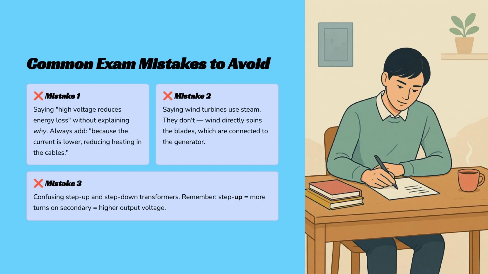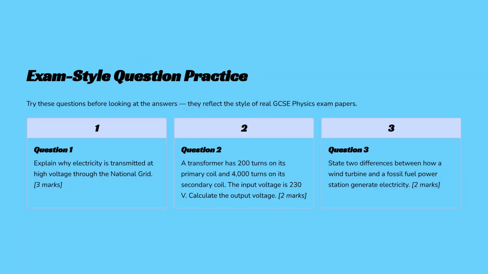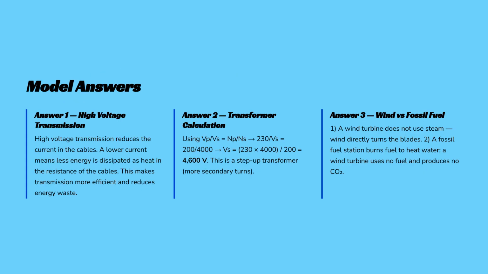Avoid these common mistakes. Always explain that high voltage reduces heat loss by lowering current. Remember, wind turbines don't use steam, and know your transformer ratios. Now for some practice. Pause the video and try answering these 3 exam-style questions regarding grid transmission, transformer calculations, and energy source differences. Here are the model answers. Ensure your explanations focus on the link between current and heat, and check your calculations for the transformer turns.